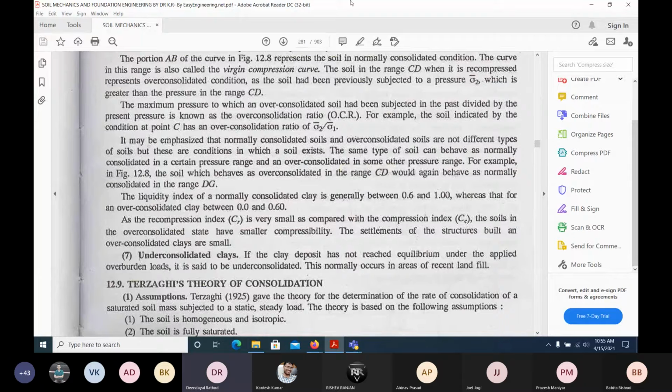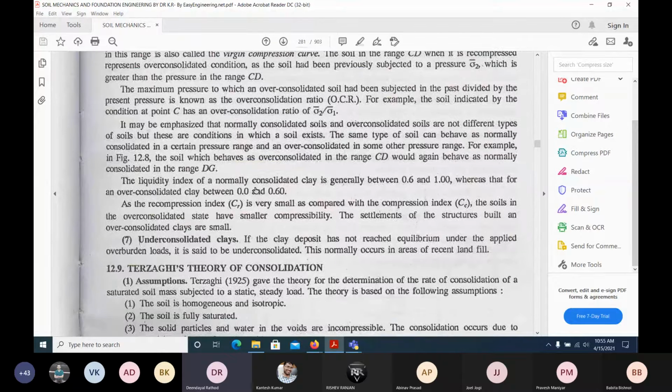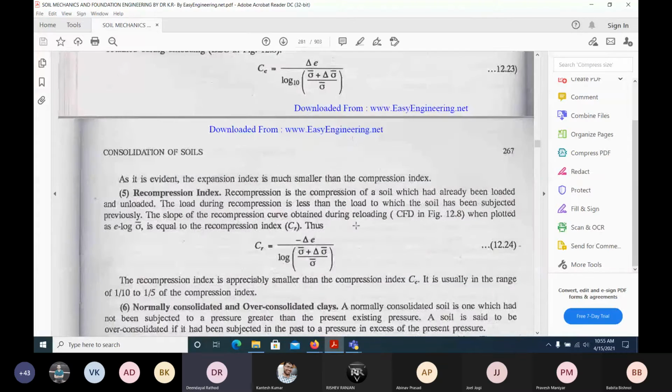Okay. So the same type of soil can behave as normally consolidated in a certain pressure range and over consolidated in another pressure range. For example, in the figure, the soil which behaves as over consolidated in the range of CD would again behave as normally consolidated in the range of DG.